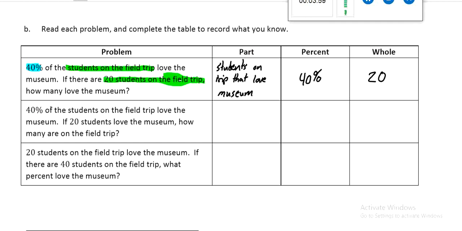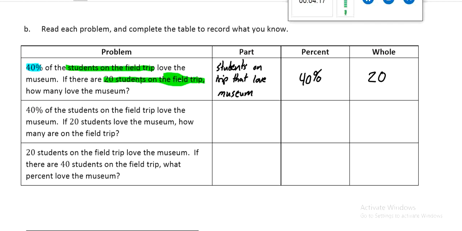So the next problem down, let's check out the whole first. It says 40% of the students on the field trip love the museum. If 20 students love the museum, how many are on the field trip? So it's a similar problem, but not the same. They give us different information.